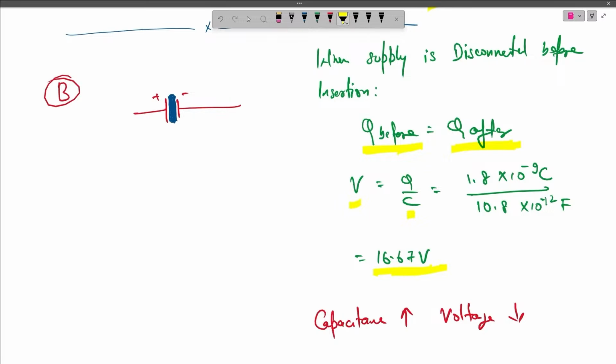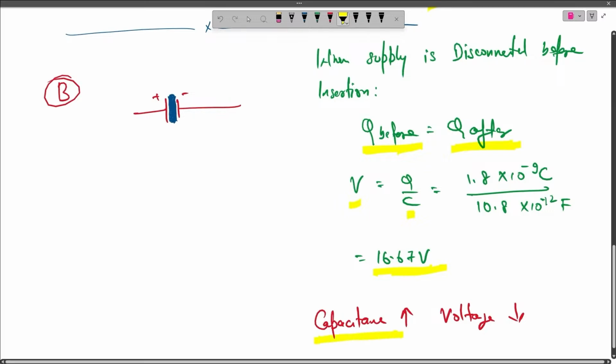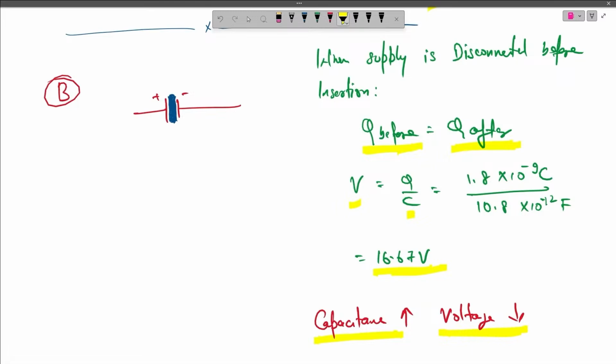So in this case, we see that capacitance has increased just like before, but voltage has decreased because charge has remained constant. And in the previous case, this was not the case. In the previous case, there was a charge sink and source available. That's why the charge rearrangement took place. While in this case, there was no sink or source of the charge. That's why the potential difference dropped while Q remains same.